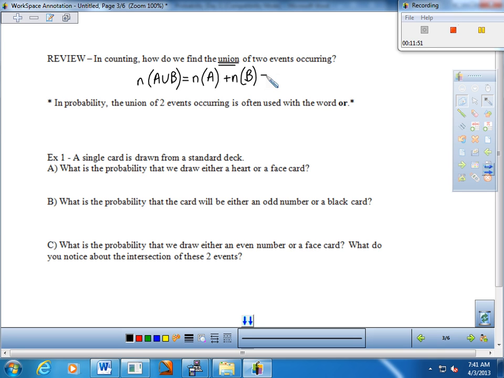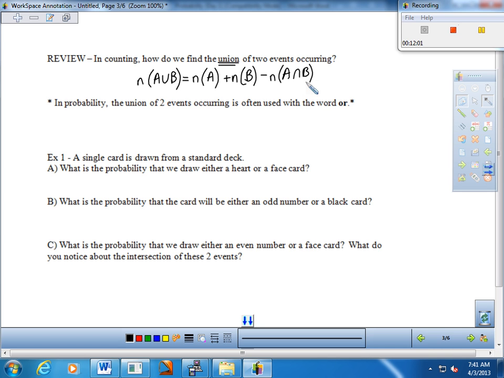But we do have to be careful about counting things twice. That's what we talked about when we did the counting lesson. And so what we have to do is subtract away the redundancy. And the redundancy would be the intersection of the two events. So that's what we had when we talked about counting.